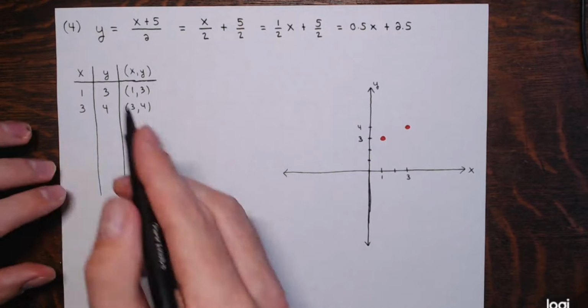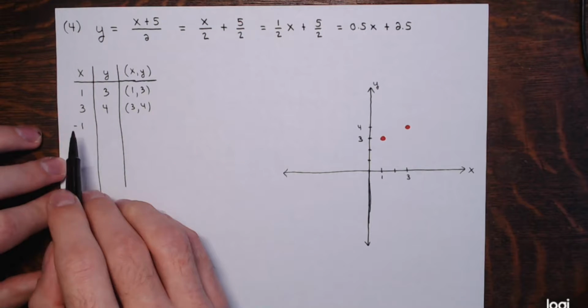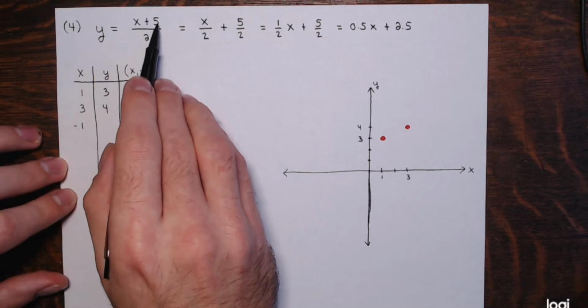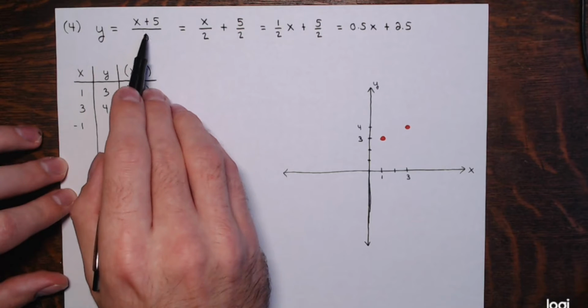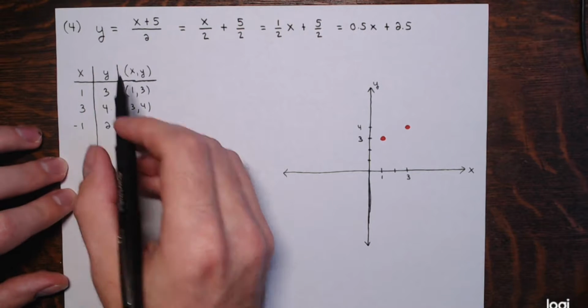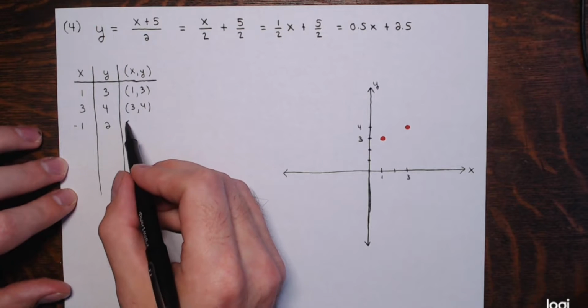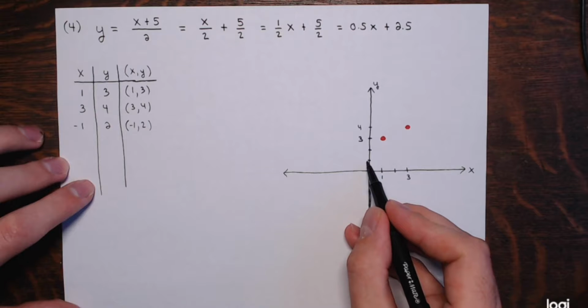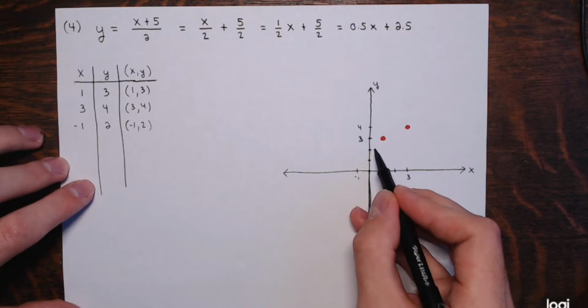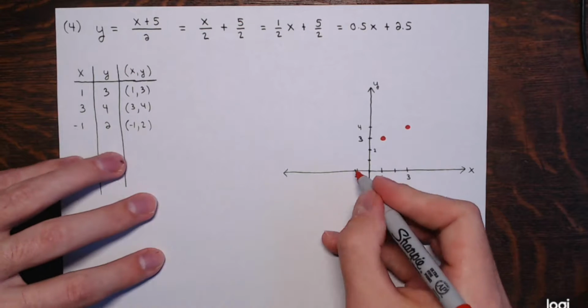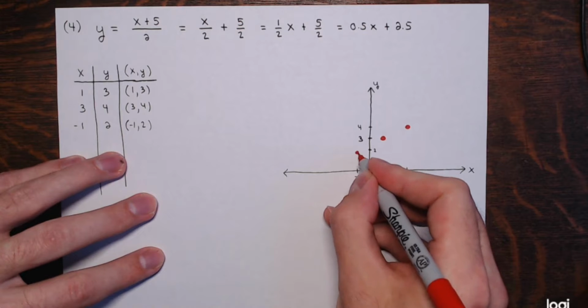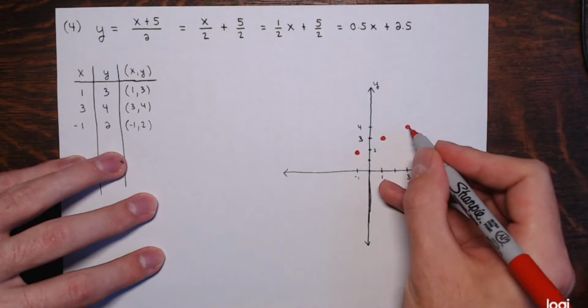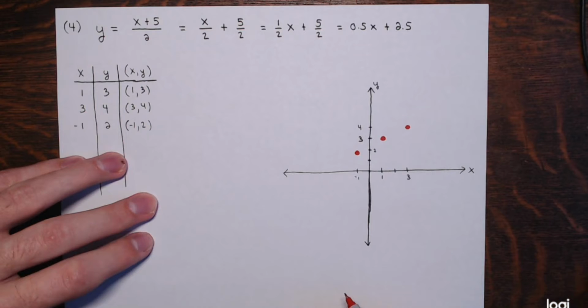Let me plug in negative 1, another odd number. Negative 1 plus 5 is 4, divided by 2 is 2. Y would have to be 2. So x is negative 1, y is 2. So negative 1 for x, 2 for y. Here we go, around there. And again, it looks like these points are falling on some straight line.